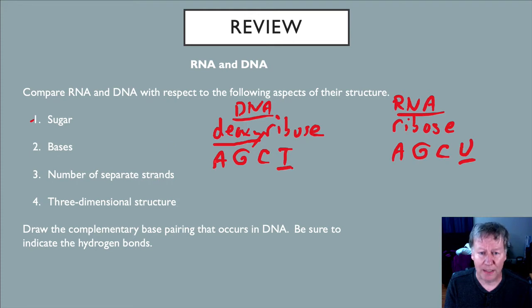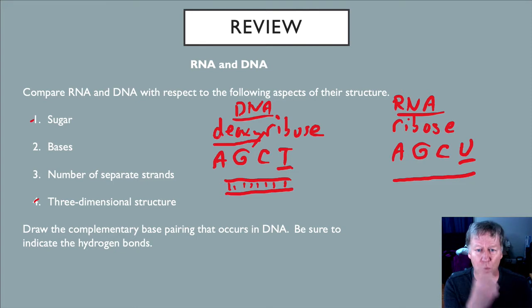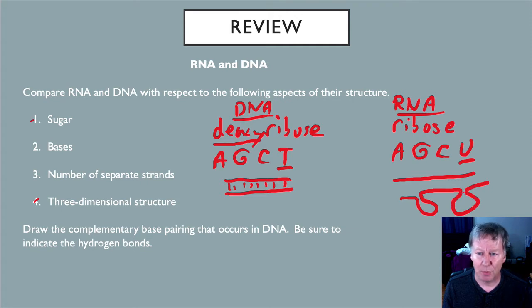The number of strands. DNA is a double-stranded molecule, while RNA is a single-stranded molecule. And the fourth one, three-dimensional structure. DNA is what we call a double helix. It has the two strands, and those two strands twist around each other, forming almost like a spiral staircase. RNA, on the other hand, is single-stranded, but because it's one-stranded, RNA is actually able to kind of bend back and base pair with itself in certain areas, and forms all kinds of unique shapes.